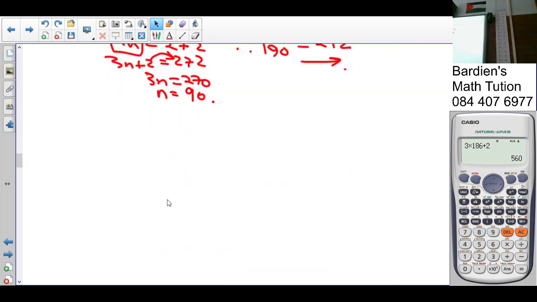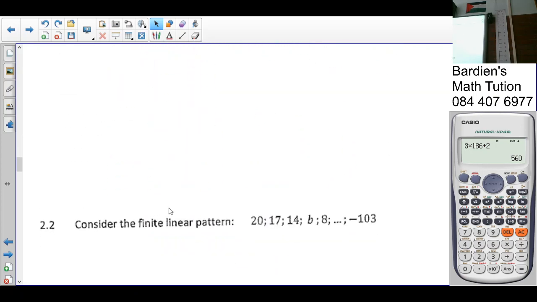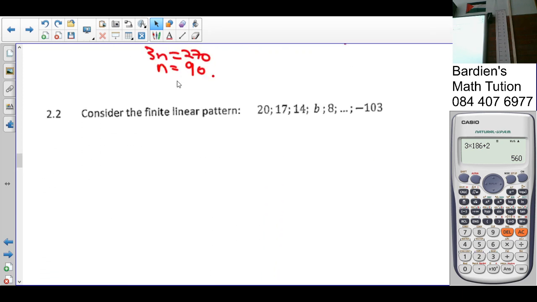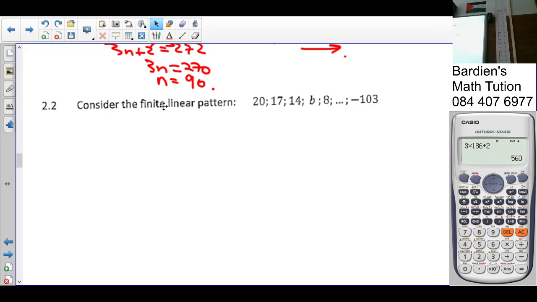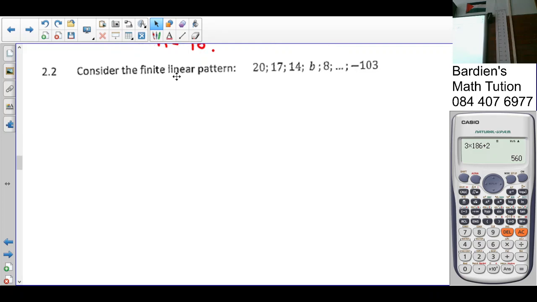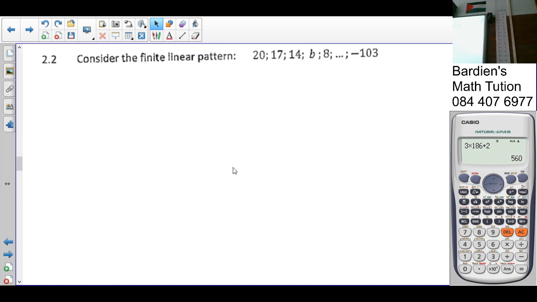Alright, the last question pertaining to this. No, there isn't. Okay. Now we're looking at question 2.2. Consider the finite. Finite means to say it stops, not so? Infinite is numbers that carry on forever. So consider the finite linear. What does linear mean?